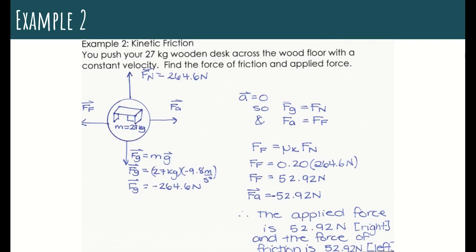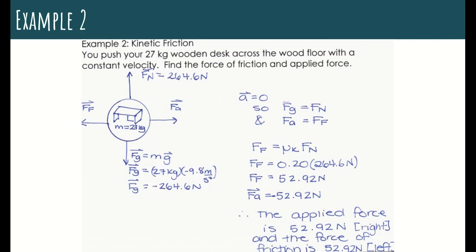Since that's 0, your force of gravity is going to be equal to your normal force, and the applied force is going to be equal to the frictional force because we have a balanced set of forces. So we can use our coefficient of friction formula to solve for the force that we need to apply. Same thing as the last one, we're going to figure out the coefficient of friction between wood and wood, which is 0.20. That comes from the chart. Then we multiply that with the normal force that we calculated, 264.6. So we get the force of friction as 52.92 newtons.